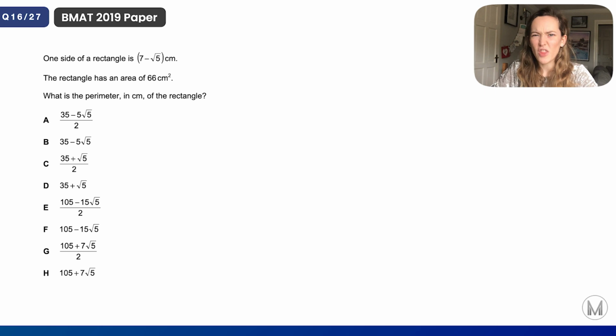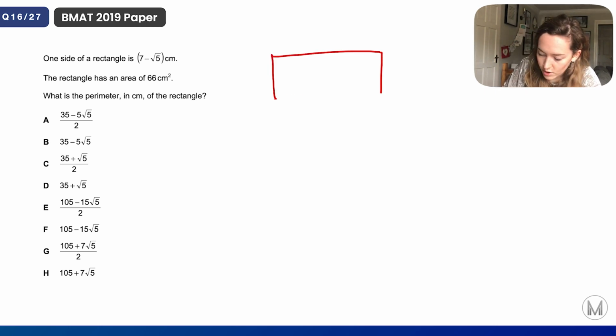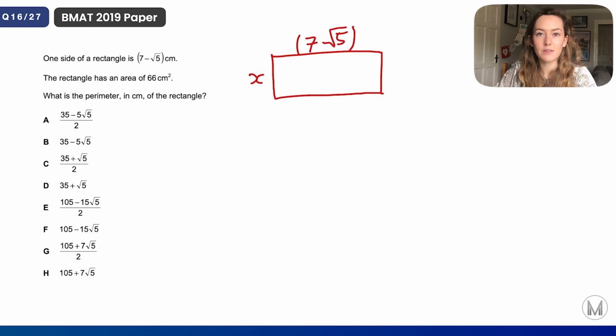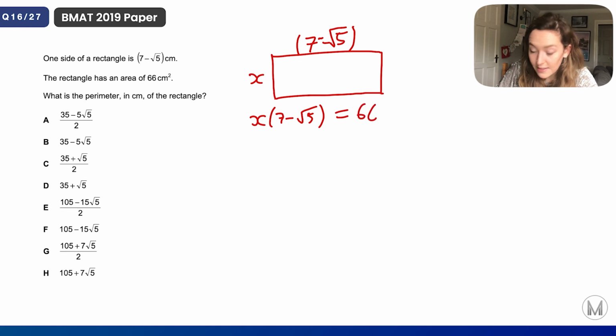Question 16. The first thing I'm going to do is draw a quick sketch of what this rectangle might look like. So I've got one length, which is X, I'm trying to find out, and then I've got one side, so I'll put that in. Square root of 5 centimetres. The area of this rectangle is 66 centimetres squared, so I can create the formula X times 7 minus root 5 is equal to 66.